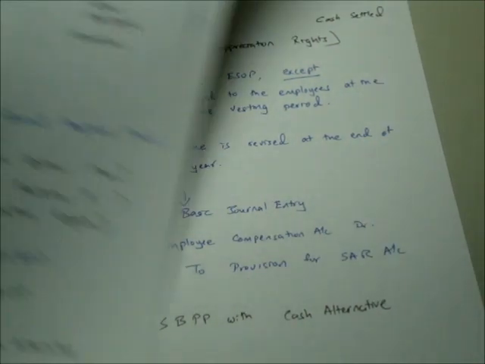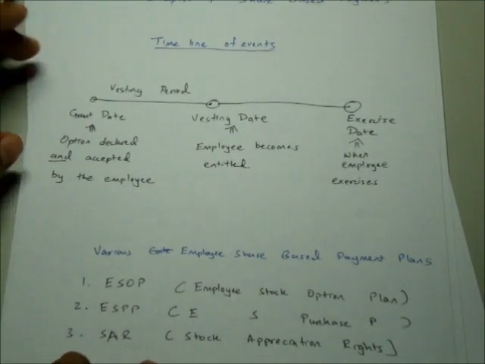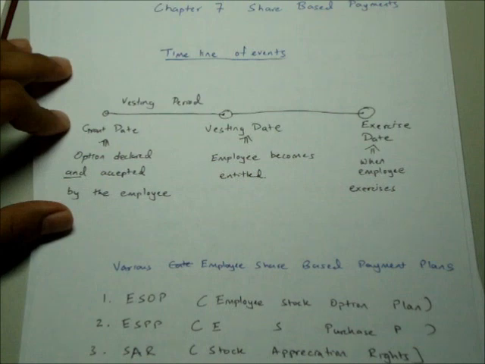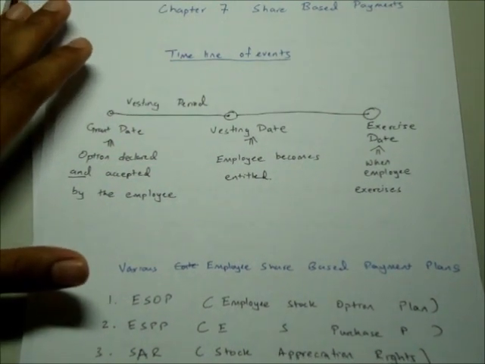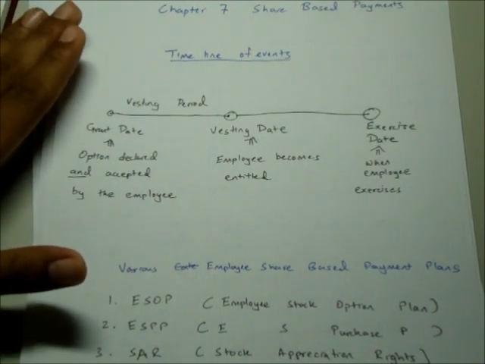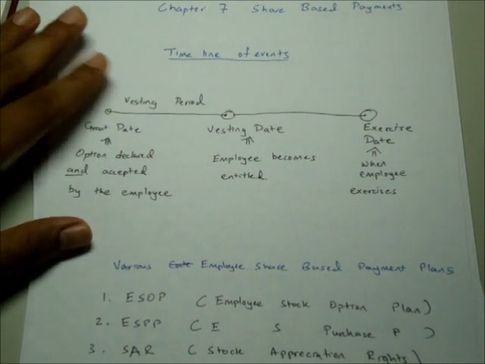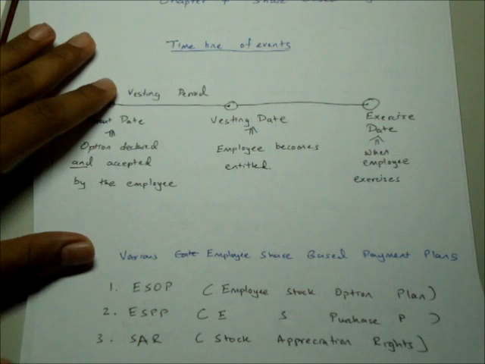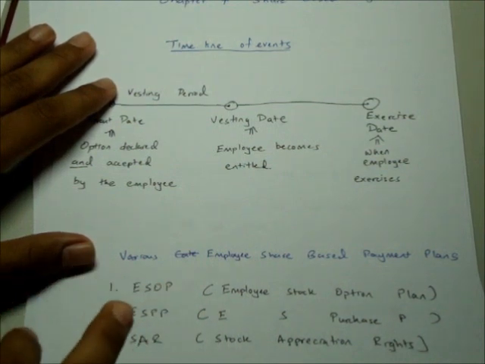Now let's have a quick revision. There's a timeline of events, 3 dates: grant date, vesting date, and the exercise date. The period between the grant date and the vesting date is known as the vesting period. Three types of share-based payment plans: ESOP, ESPP, and SAR. And they can be categorized as follows: ESPP and ESOP will be categorized under the equity settled plan, and the SAR will be categorized under the cash settled plan.